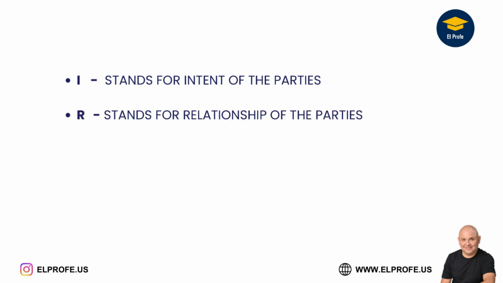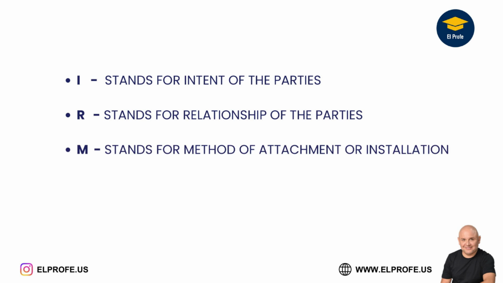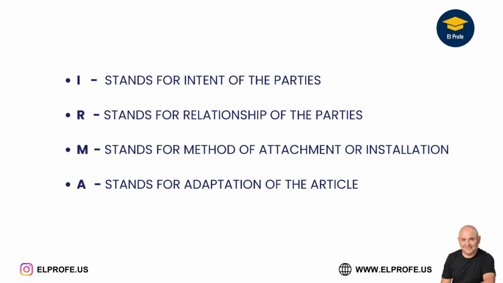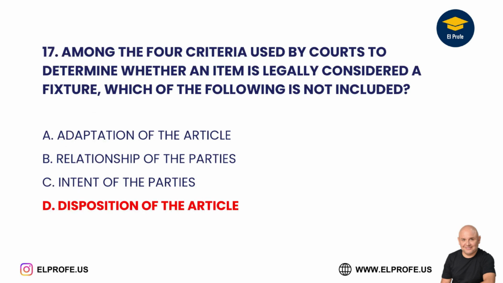R stands for relationship of the parties. M stands for method of attachment or installation. A stands for adaptation of the article. So, which one should you choose as not included? The one that doesn't fit the name Irma, and that's D, disposition of the article. If you remember the name Irma, you'll solve this question instantly. Any option that doesn't belong to those 4 letters, I, R, M, A, is the wrong one.